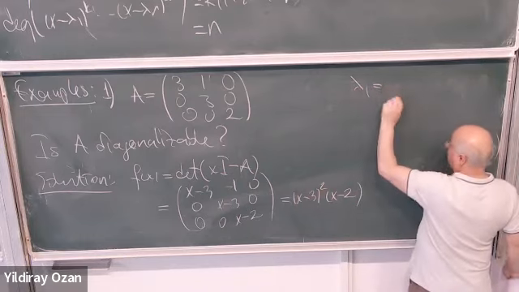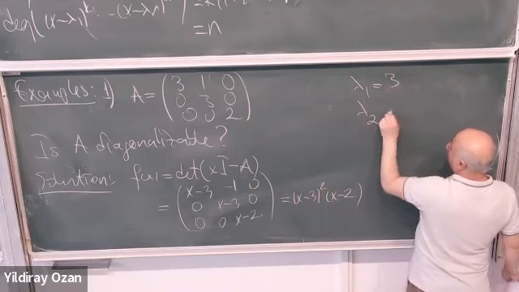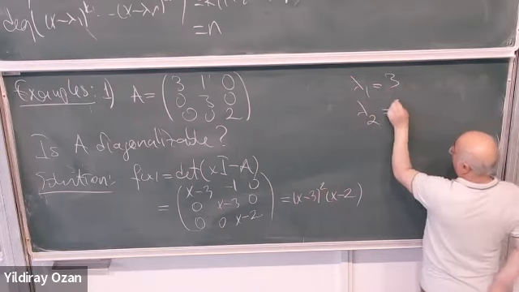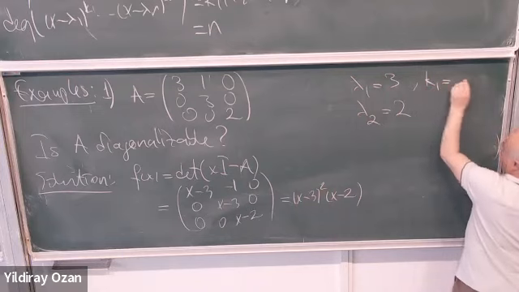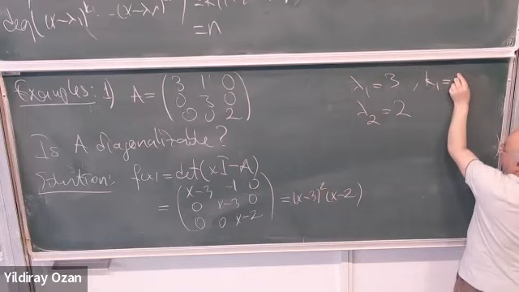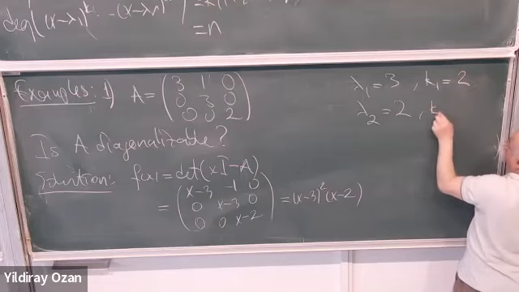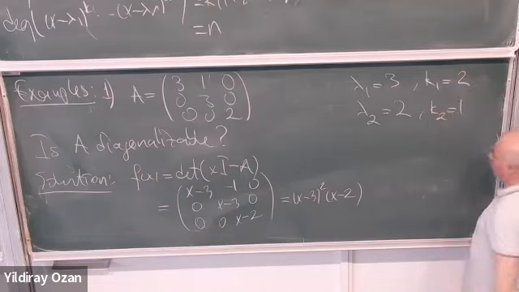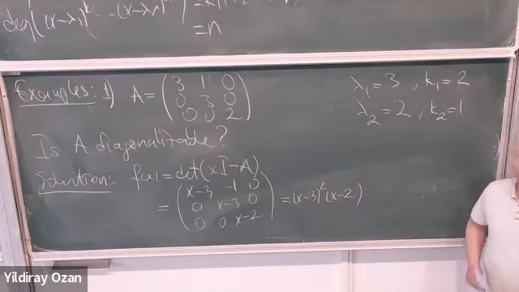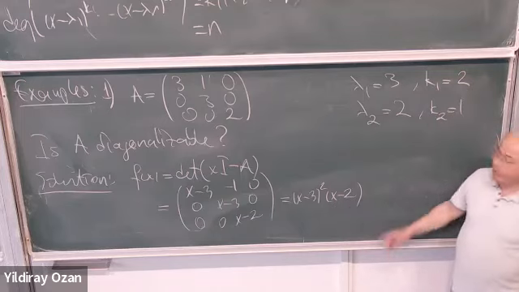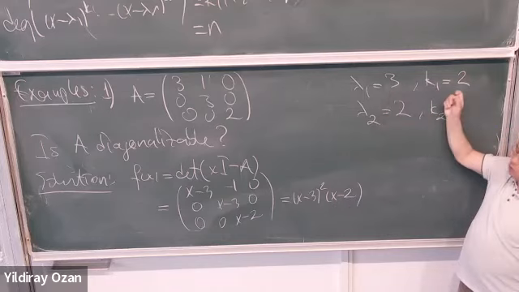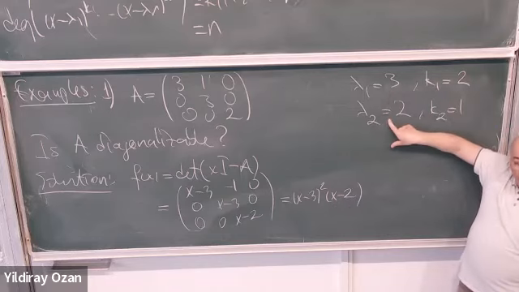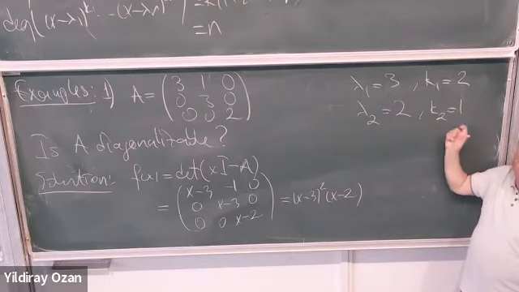Lambda 1 is just 3 and lambda 2 is 2. The exponent K1 is just 2 and the exponent here is 1, right? So for this to be diagonalizable, the eigenspace for this one should have dimension 2, and for this eigenvalue, the eigenspace should have dimension 1.